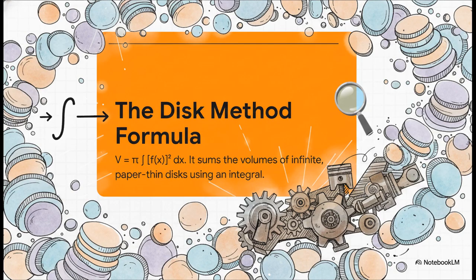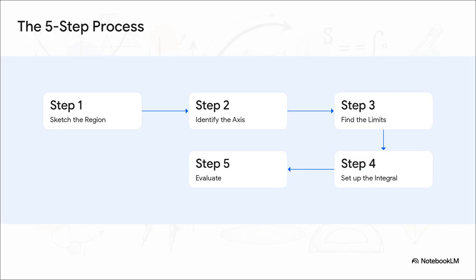Now, I know it might look a little intimidating, but don't let it fool you. That big S-looking symbol, the integral, that's just our super-powered adding machine. It's just summing up the volumes of pi times radius squared times thickness for every single one of those infinite paper-thin coins.